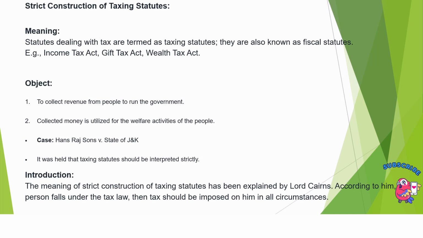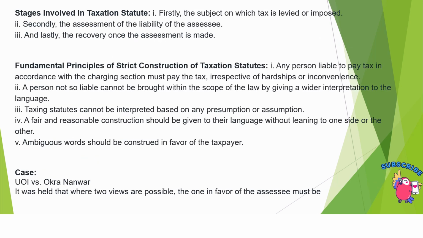The meaning of strict construction of taxing statutes has been explained by Lord Cairns. According to him, if a person falls under the tax law, then tax should be imposed on him in all circumstances. Stages: first, the subject on which tax is levied or imposed. Second, the assessment of the liability of the assessee. And lastly, the recovery once the assessment is made.